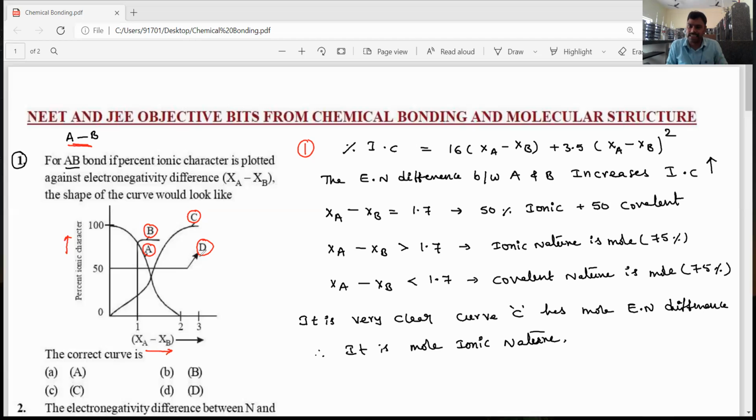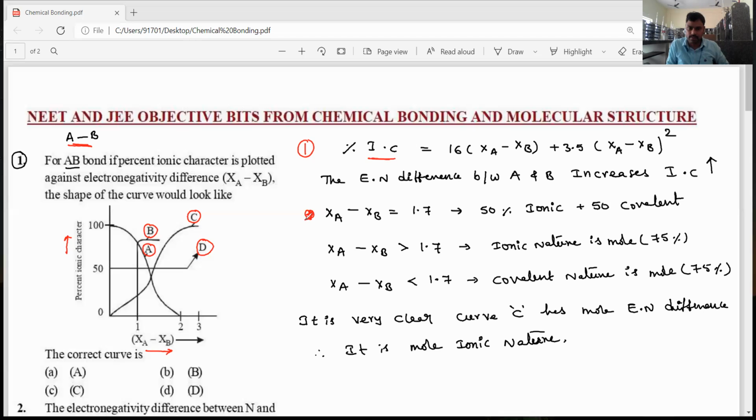Okay students, it is very clear. First, we will discuss how ionic nature depends on the electronegativity difference. The percentage of ionic nature in terms of electronegativity is given by the formula 16 into (Xa minus Xb) plus 3.5 into (Xa minus Xb) whole squared. It is very clear, dear students, that as the electronegativity difference between the bonded atoms increases, the ionic nature increases.